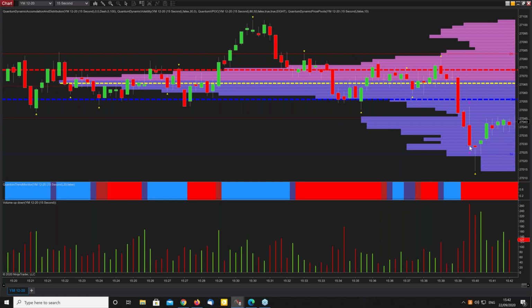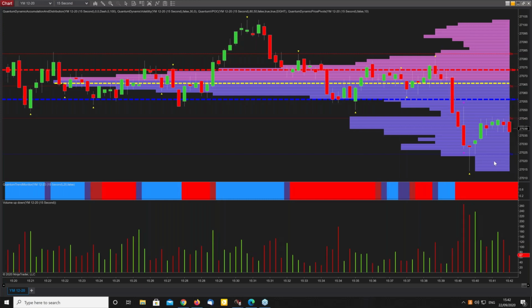Got some decent buying came in here. We had a volatility trigger. Then we had some decent buying coming in on this candle. Excuse me for a moment. Sorry, frog in my throat. Little bit of buying coming in there, so there's an opportunity to maybe snick some points.